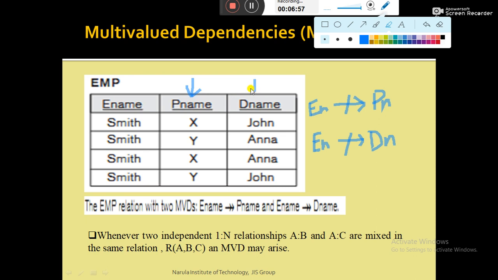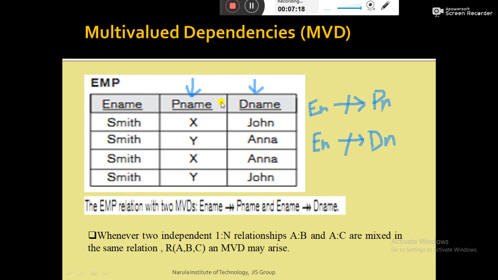Similarly, if you consider dname, it is also a multi-valued attribute because for a particular record Smith, we have multiple dname values, John and Anna. So another multi-valued attribute is dname. So in that relation we have two multi-valued attributes, pname and dname.